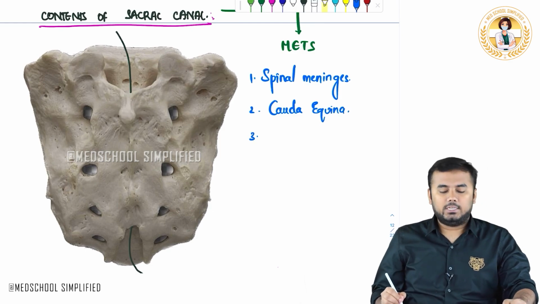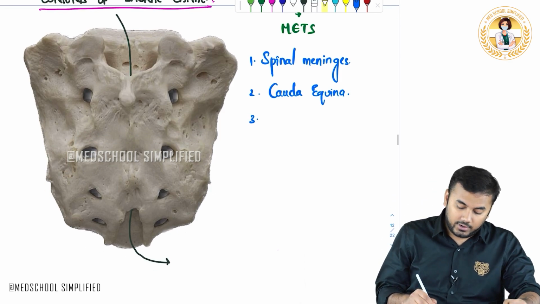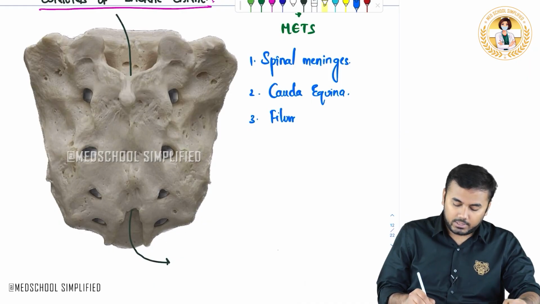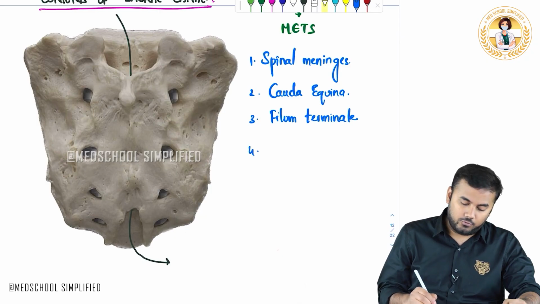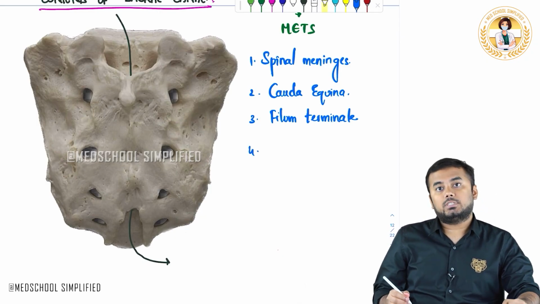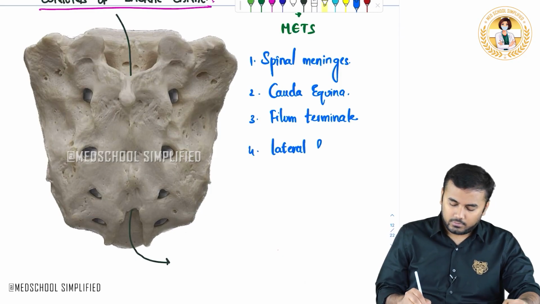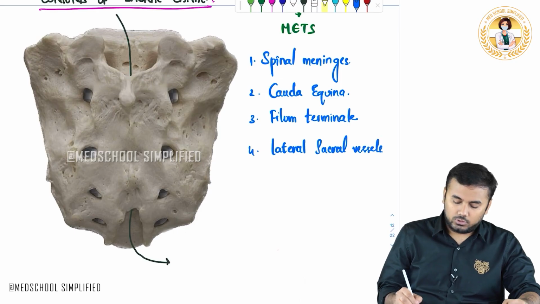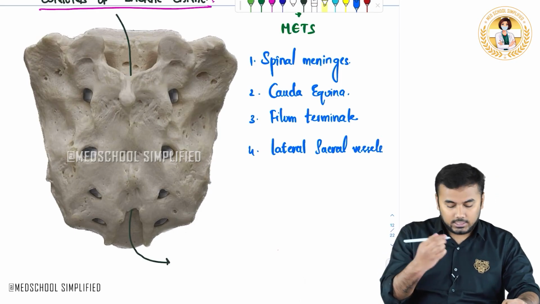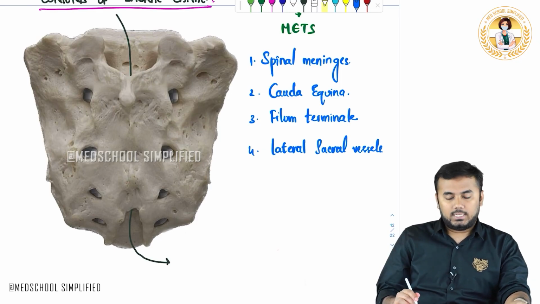The third important thing is T. T stands for filum terminale. And the fourth important thing is S. S stands for sacral vessels, the lateral sacral vessels. So these are the four structures that pass through the sacral canal.